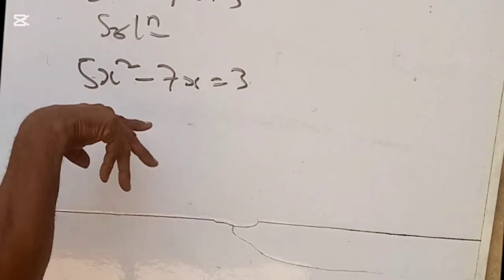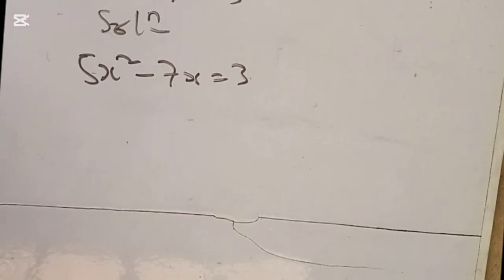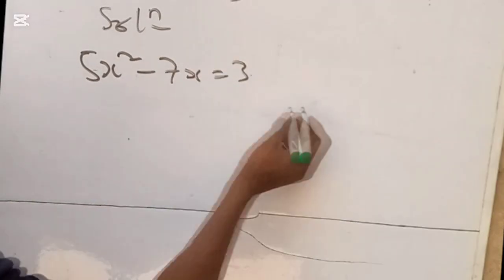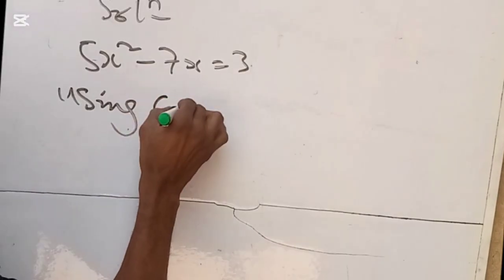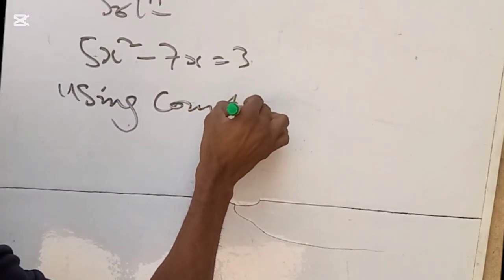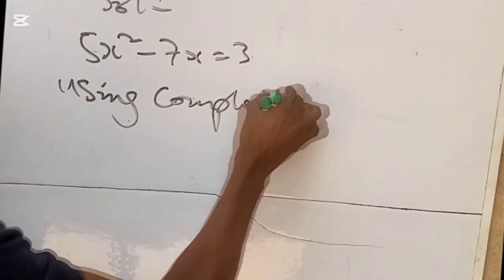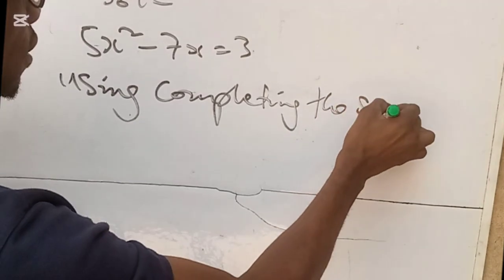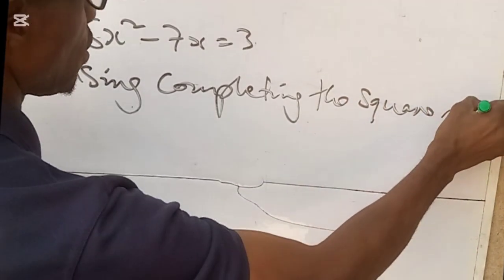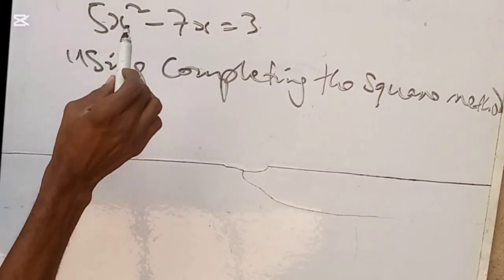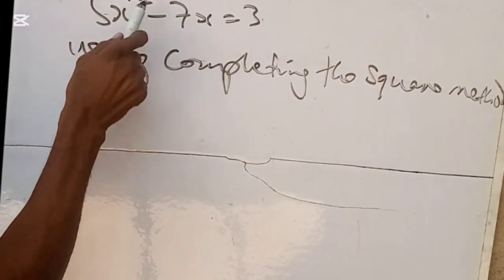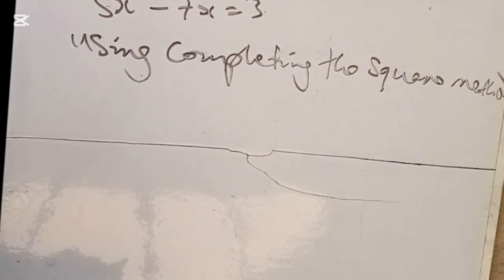Now let me use the completing the square method. By the rule of completing the square method, we find the half of the coefficient of x, square it, and add it to both sides.